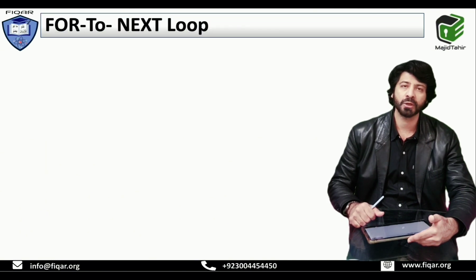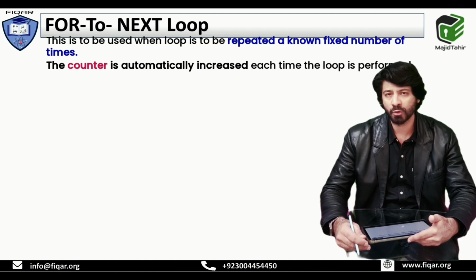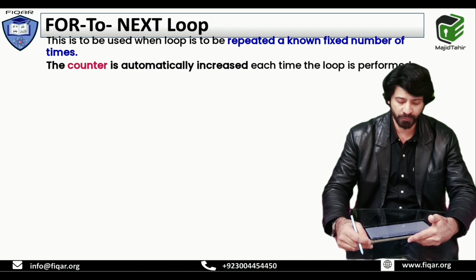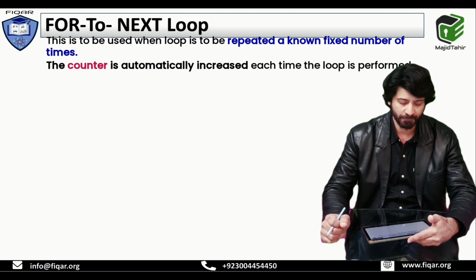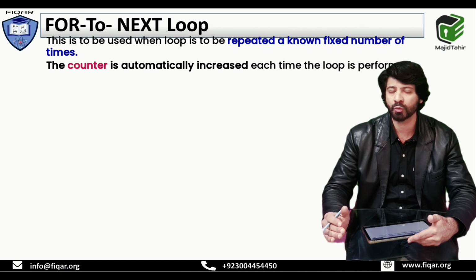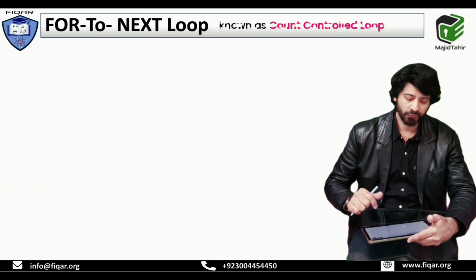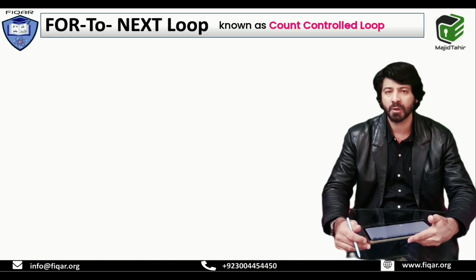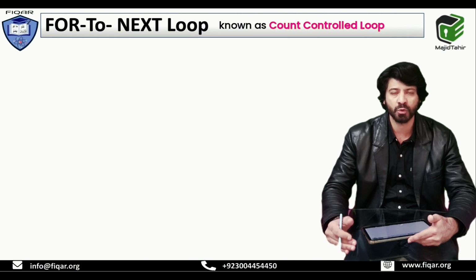So first we are going to see for to next loop. For to next loop is used when we know how many times the loop is going to be repeated. So known number of times is repetition, and the counter in the loop is automatically incremented, so we do not have to increment it manually. For to next loop is also called count controlled loop because we are the ones controlling how many times the loop is going to be repeated.